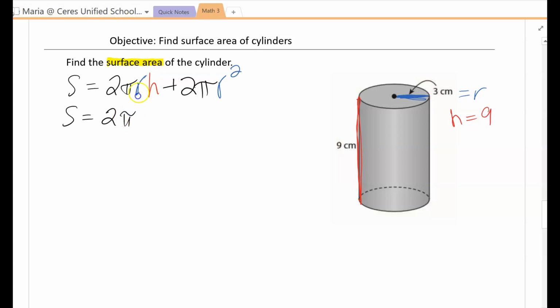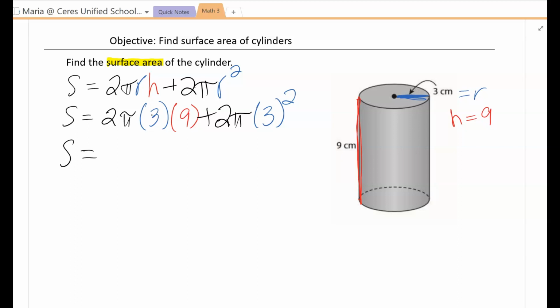So I have 2 pi times 3 centimeters times my height is 9 plus 2 pi and my radius is 3. So this is 3 squared, okay? And again, you want to first calculate this without the pi. So leave pi alone. So we're going to do 3 times 9 times 2, or 2 times 3 times 9. And then don't forget, you're not going to do anything with the pi. So this is going to give you 54 pi plus.